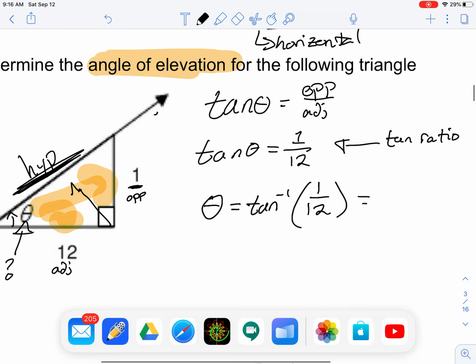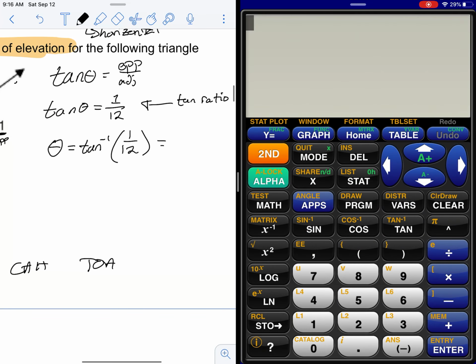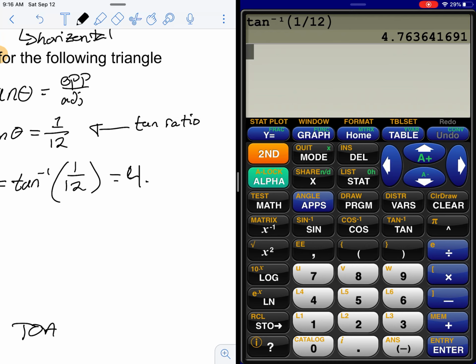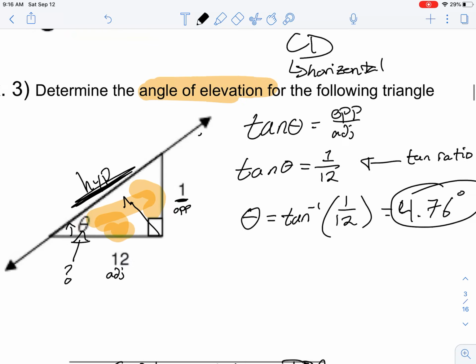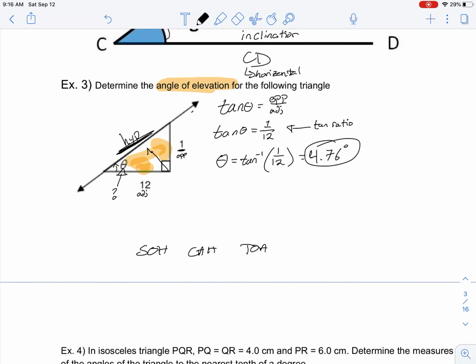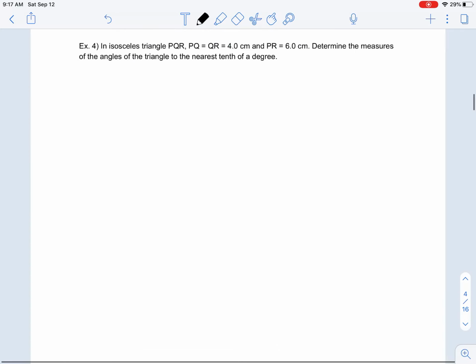And if we grab our calculator, okay, remember, to get to inverse, we have to press the yellow button and press tan negative 1. 1 divided by 12. I'm going to bracket everything off. And that's going to give me 4.76. And I'm going to round to the hundredths. 4.76 degrees there. Okay, so there is our example 3. So we found the angle of elevation.